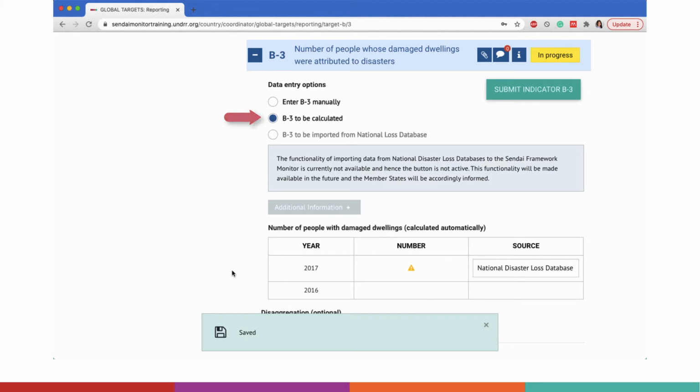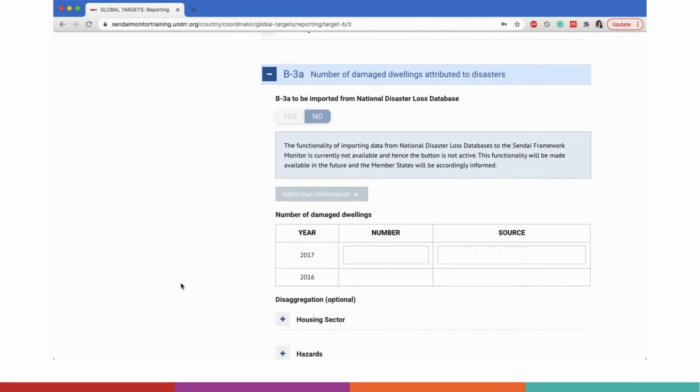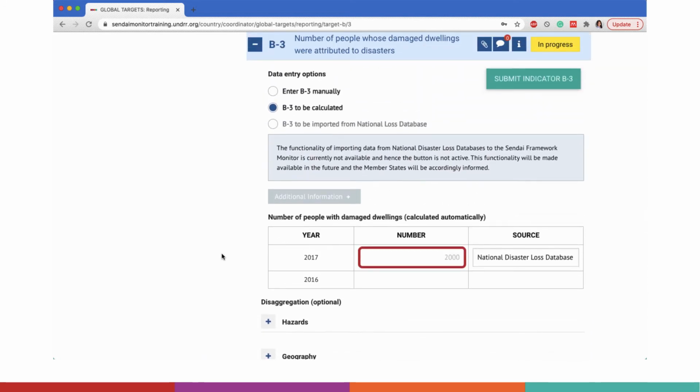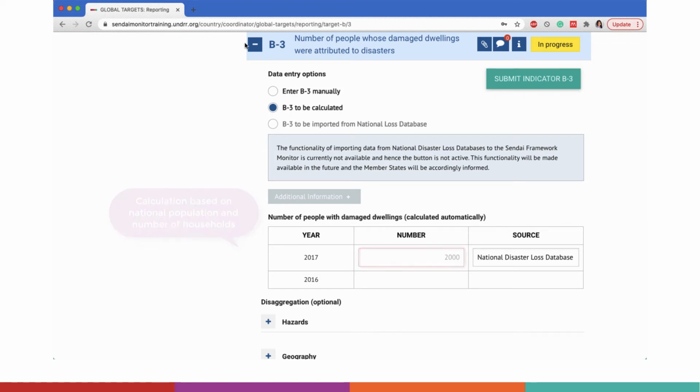Otherwise, we recommend using the second option for B3 to be calculated, where you will enter the number of damaged dwellings attributed to disasters in box B3A. The system will then calculate B3 using a formula to calculate an average and the data the country coordinator entered on national population and number of households in the metadata section. If you have entered the data for B3A and the system cannot calculate B3, contact your country coordinator to ensure metadata is inputted and correct.